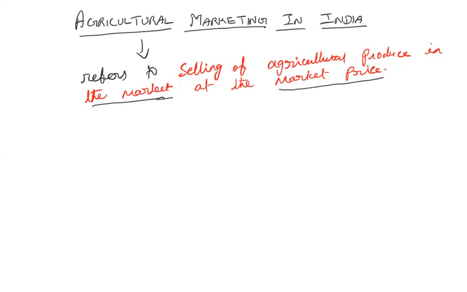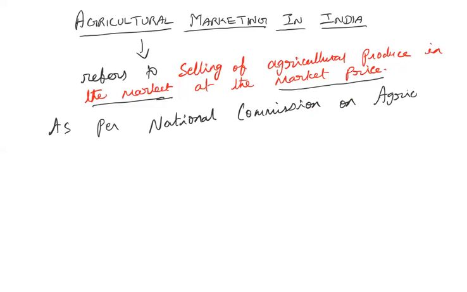There is a definition given by the National Commission on Agriculture. As per the National Commission on Agriculture, agricultural marketing is a process.